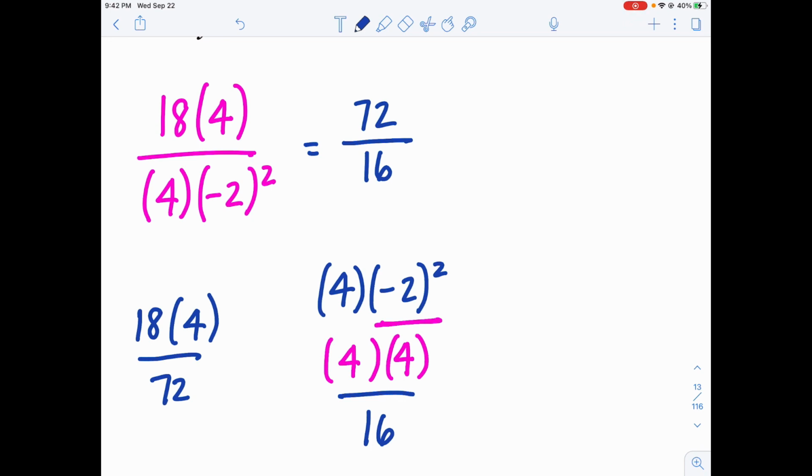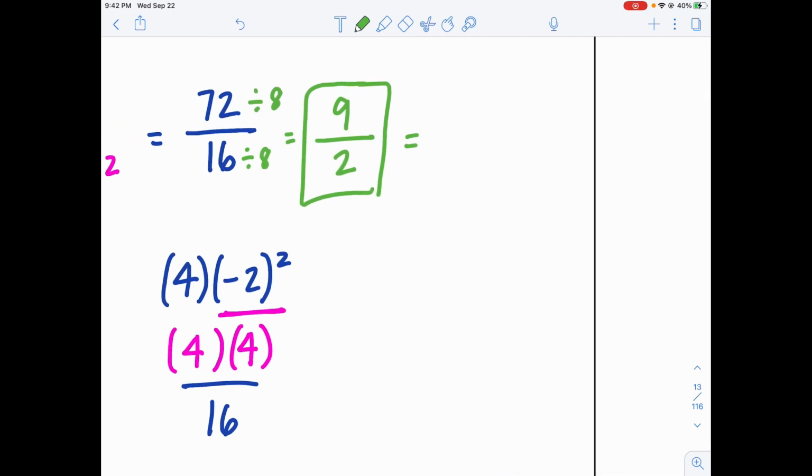If you are reducing this, 72 and 16 are both divisible by 8. 72 divided by 8 leaves me with 9, and 16 divided by 8 leaves me with 2. So I could leave it as 9 over 2 as an improper fraction. Or if you just did this division in your calculator, which would also be acceptable, 9 divided by 2 or even 72 divided by 16 would leave you with 4.5, both of which would be perfectly fine answers.